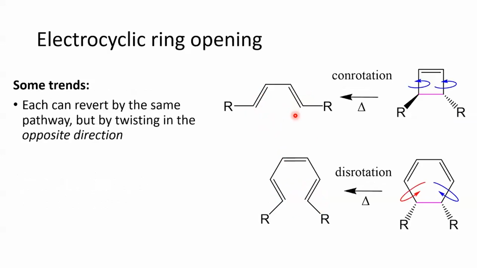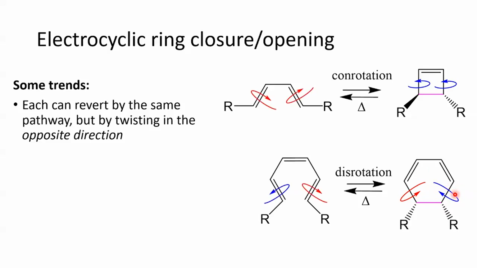But we can also think about this in terms of the back reaction or the ring opening reaction. So if going from here over to here was clockwise rotation, to get back you then need counterclockwise rotation. And the same is true for disrotation pathways. So if here was counterclockwise and this was clockwise to get us over to here, to get back we need clockwise and counterclockwise, the reverse of the pathway to get there.